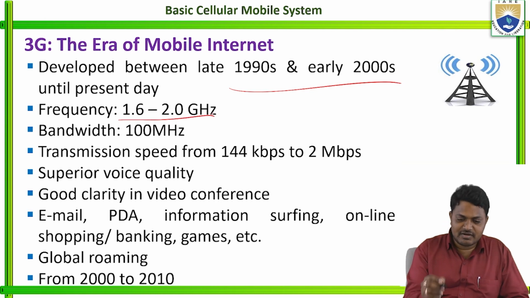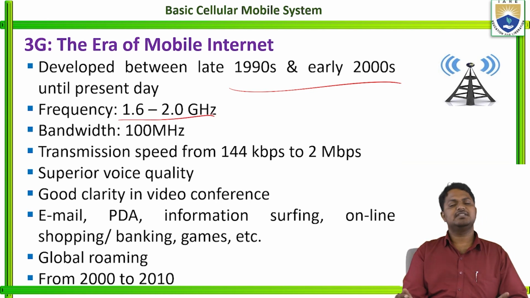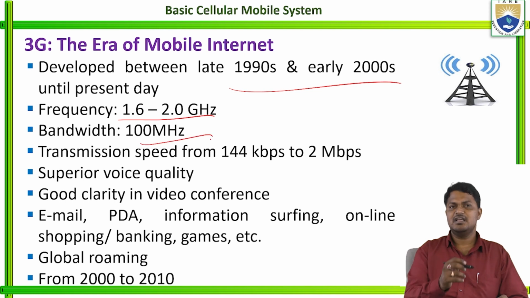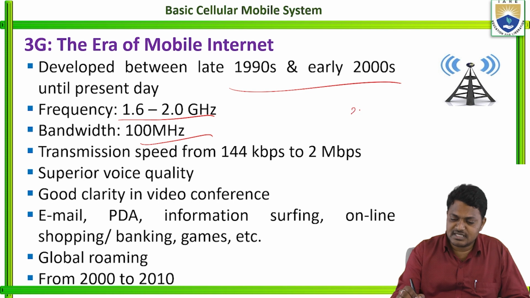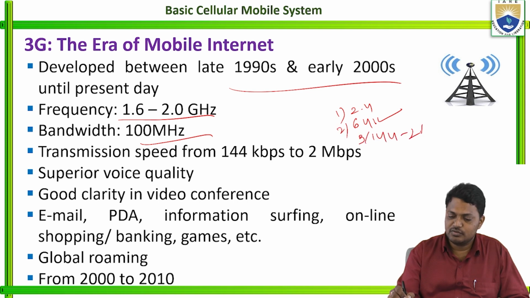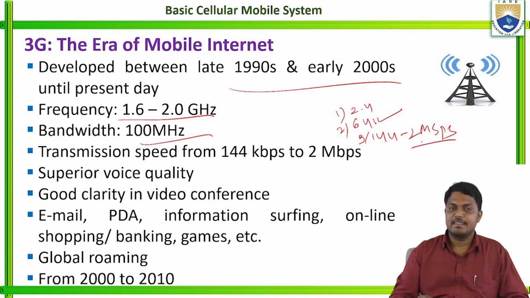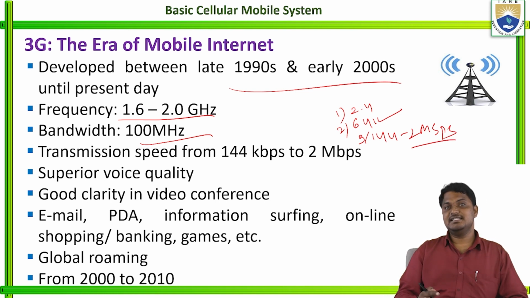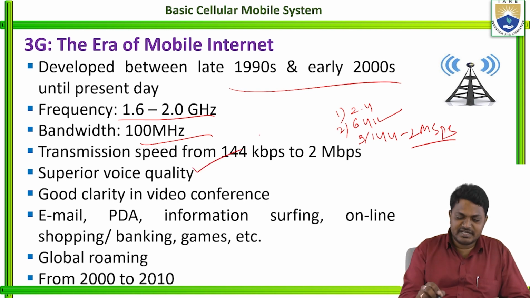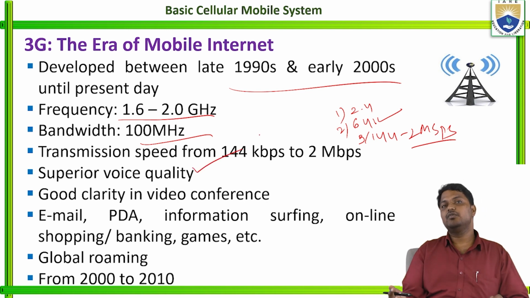The frequency is 1.6 gigahertz to 2 gigahertz, and the bandwidth utilized for the transmission of data is 100 megahertz. The speed: 1G was 2.4 kbps, 2G was 64 kbps to 144 kbps, and 3G is up to 2 Mbps. So the data transmission speed increased in 3G communication. Voice quality also improved, with good clarity in video conferences.